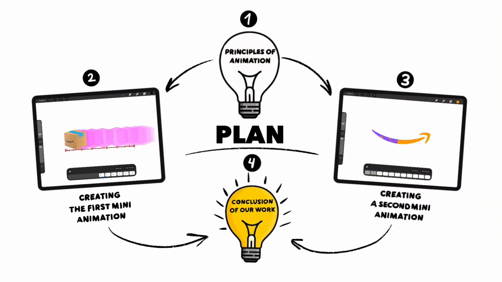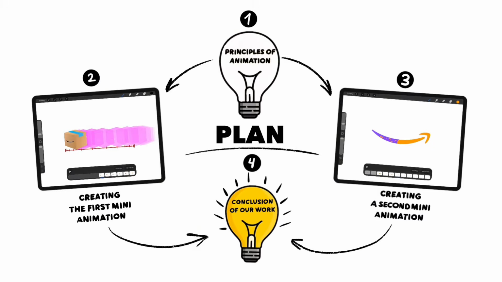Well then, if you're ready, grab your tablet, open up Procreate, and I'll tell you the plan for our lesson. Our plan consists of 4 steps. The first step is the principles of animation. I'll explain what smoothness, slowing down, and speeding up are. And I'll show you with clear examples.